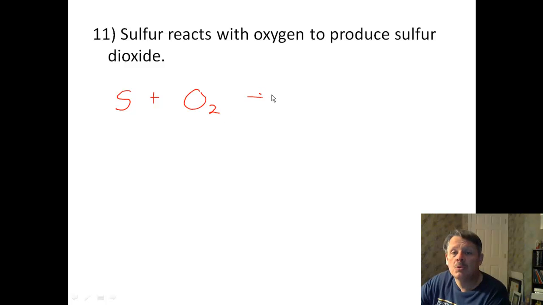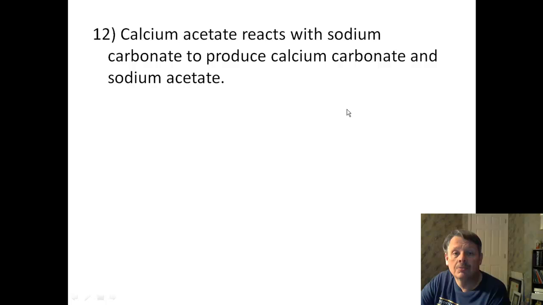And it's producing sulfur dioxide, so that's SO2. So I have one sulfur on both sides and two oxygens on both sides. I am balanced without doing anything else.